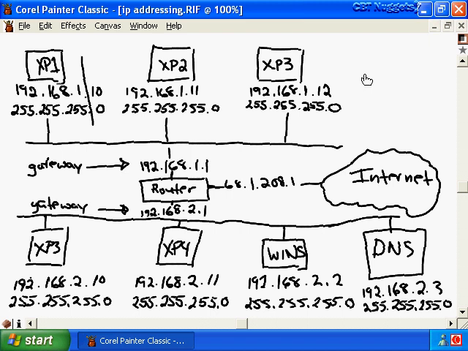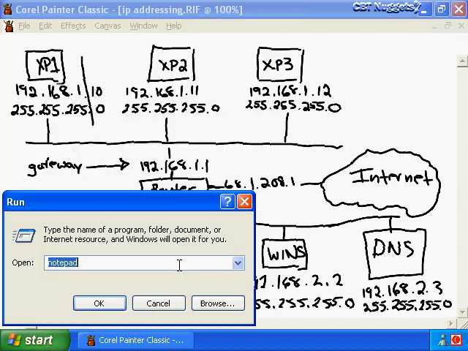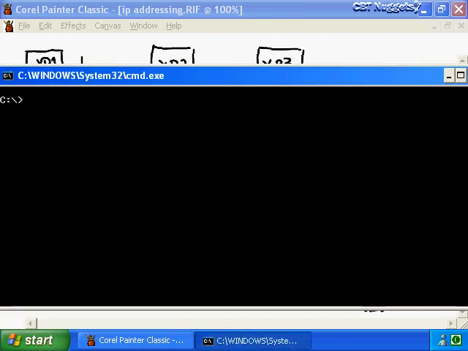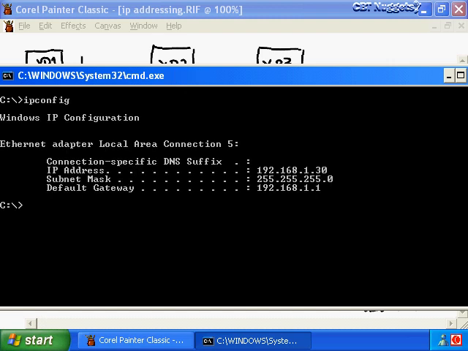ipconfig is run from the command prompt, so we open that up by clicking on Start, click on Run, type in CMD, press Enter. Poof, that opens up the command prompt, and from here we type in ipconfig, press the Enter key, and you see your basic IP configuration information. You see the IP address and the subnet mask that have been assigned to this computer. And a computer using TCP/IP has to have an IP address and subnet mask. You can't leave home without it.